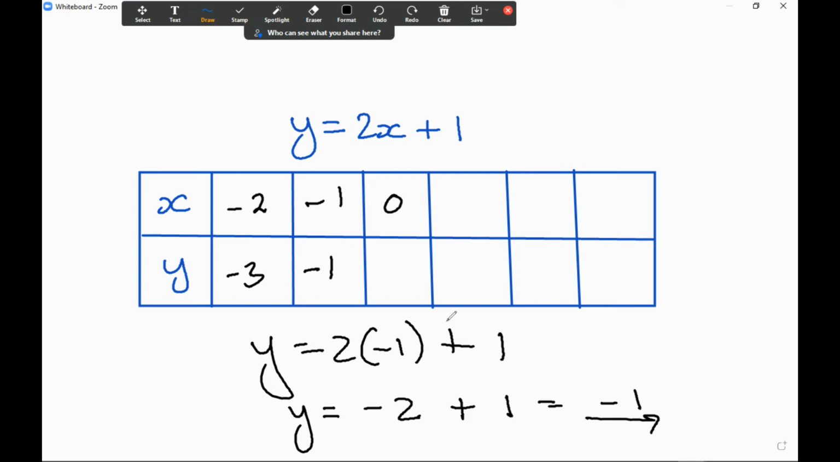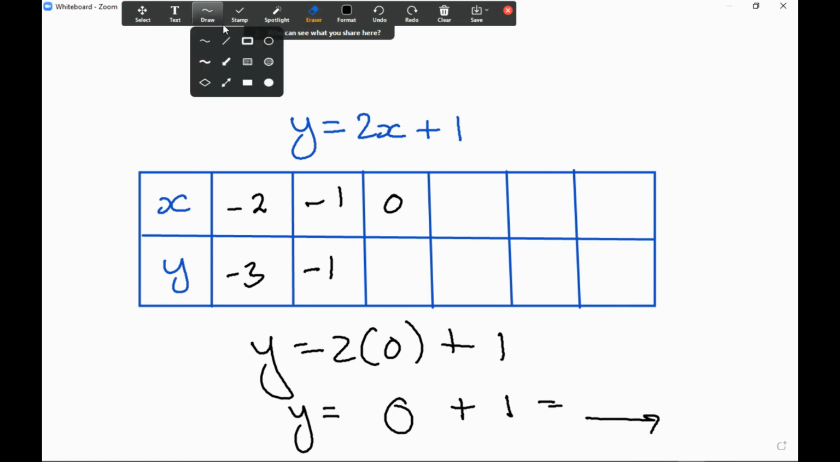If I put 0 in there, what's going to happen? All I got to do is change this number into 0. What's 0 times 2? 0, right? So this is going to be 0, and 0 plus 1 is 1. Okay, so this is going to become 1. So I put 1 over there.